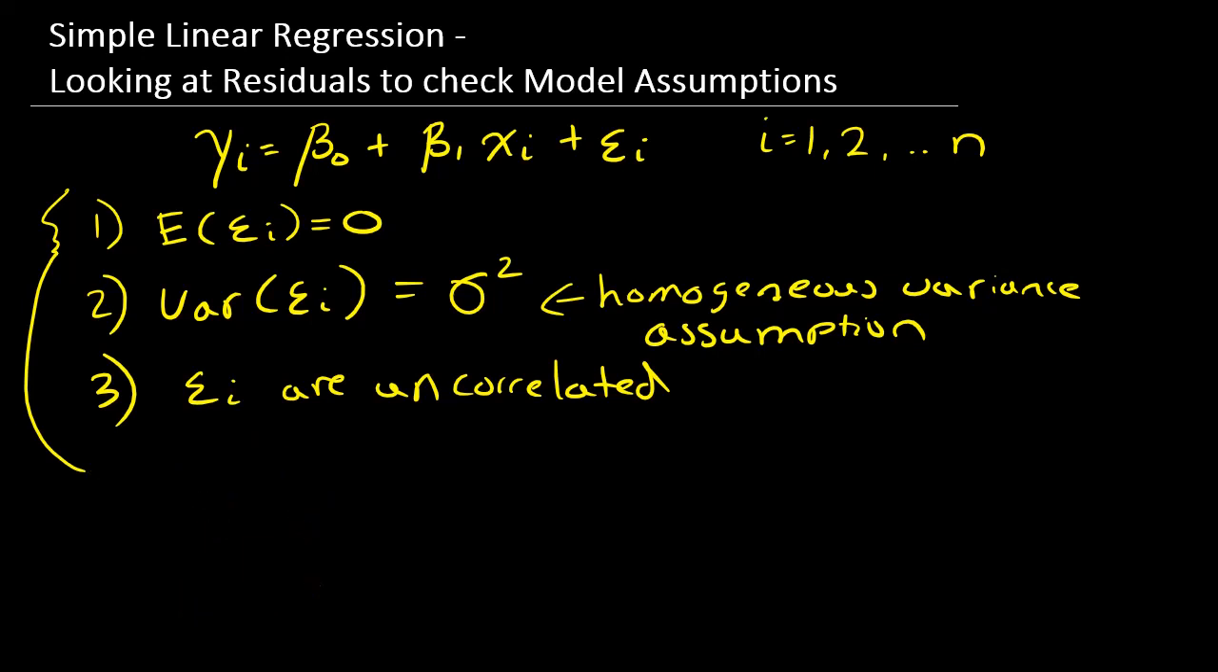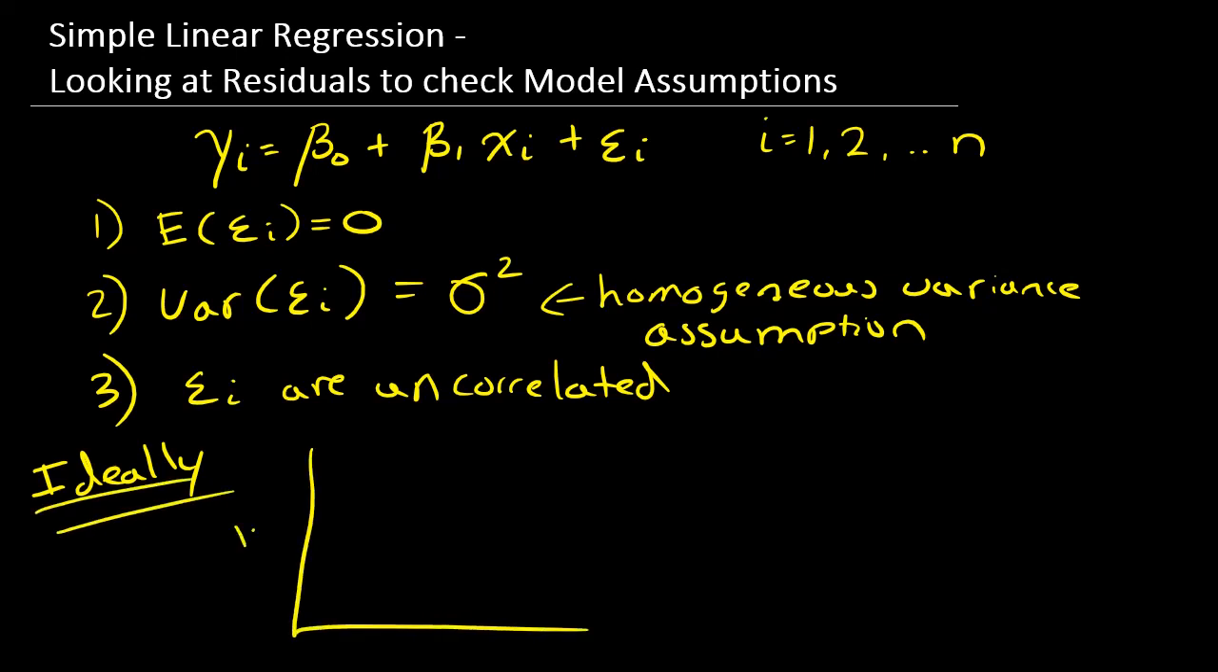So let's talk about the ideal case first. Ideally, if we were to plot y and x, we have some random observations, and there's a linear relationship between x and y. If I were to run a linear regression here, I would get a line that looks like this. This is our estimated line.